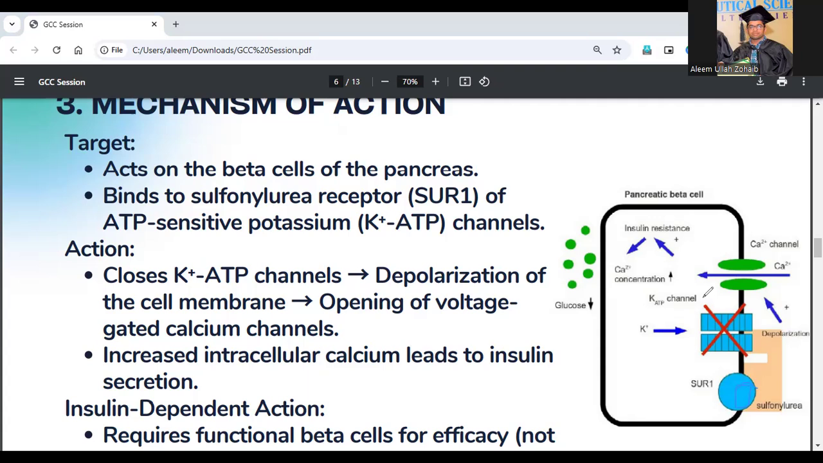Normally, when there is a low calcium level inside the cell, the insulin is held back. By making the cell more positive inside, it removes that restraint and leads to secretion of the insulin. It opens the voltage gated calcium channels, calcium moves in, which leads to the insulin secretion.